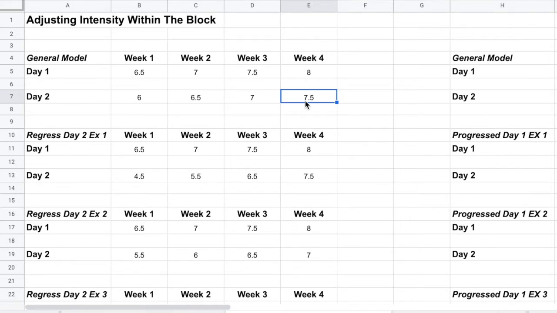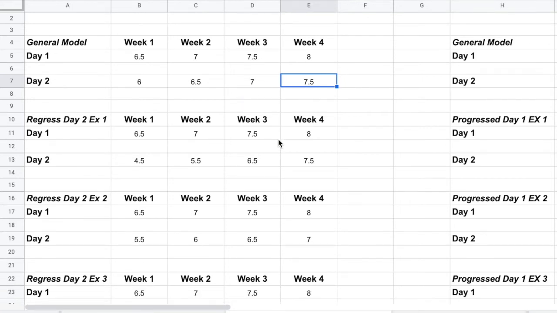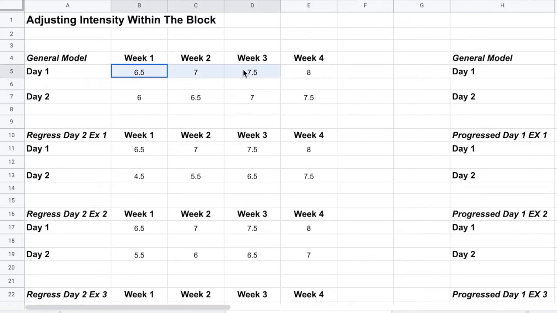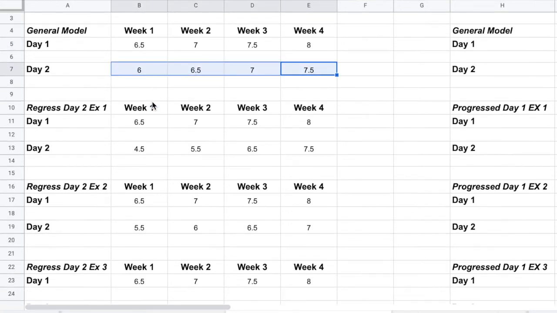How can we change that? So let's regress day 2. We want to peak this primary day, and we want this 8 RPE day, or primary day, on week 4 to be our strongest day. But if this is inducing too much fatigue to recover, how do we change that? Well, maybe we do a bigger step drop. Maybe we are now doing 4.5, 5.5, 6.5, 7.5. So instead of a half RPE jump each week, it's a full RPE jump.